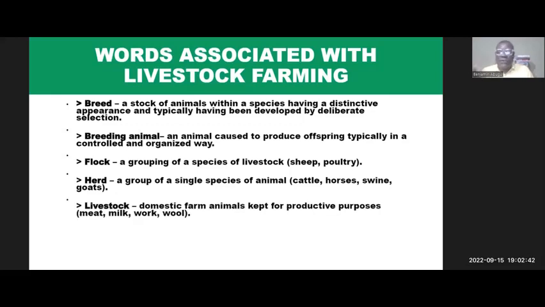Then livestock refers to domestic animals kept for productive purposes, to produce meat, milk, wool, and so on, okay? Now, market animal. This refers to livestock bred and raised for food consumption. You know, you breed them just to sell them, people buy for consumption, and so on.